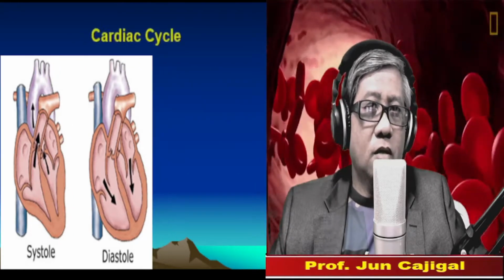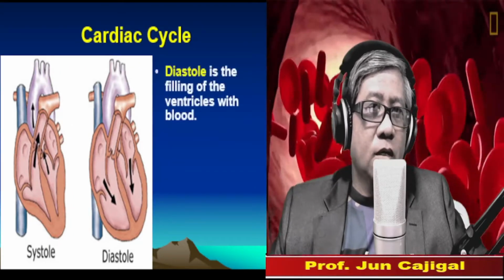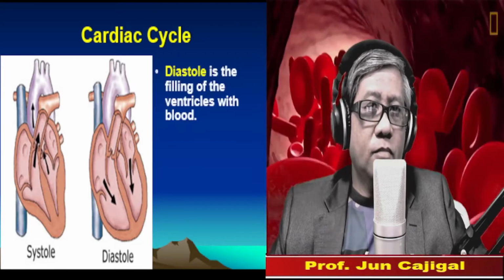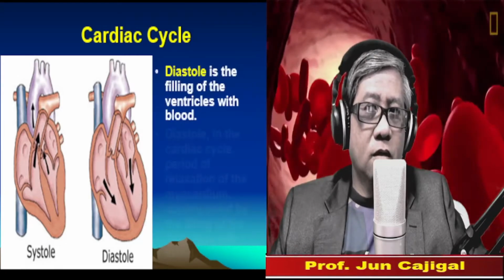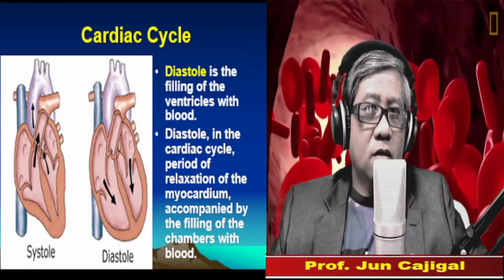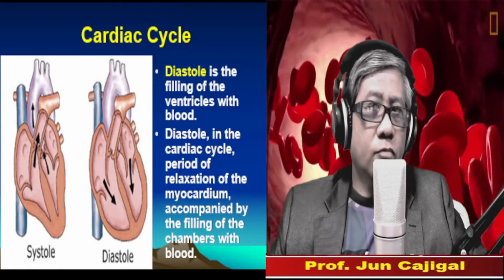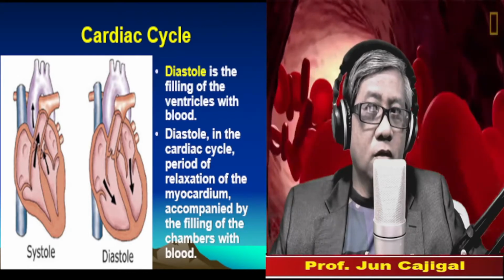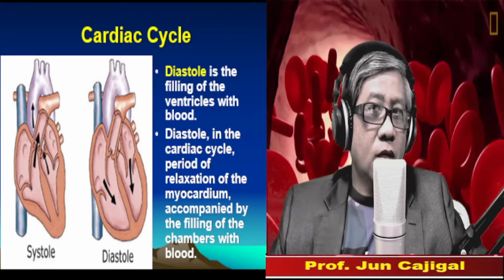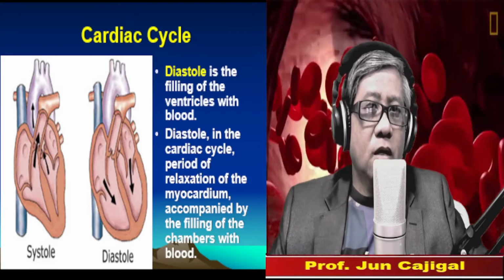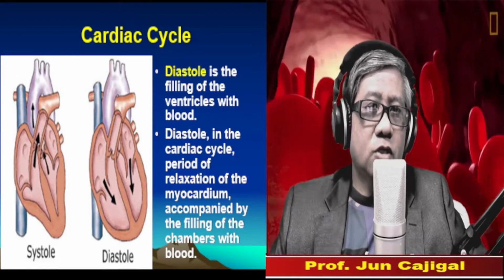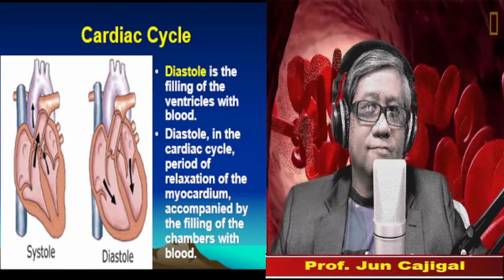While, on the other hand, when we speak of diastole, this refers to the filling of the ventricles with blood. Diastole in the cardiac cycle is the period of relaxation of the myocardium or the heart muscle. And this is accompanied by the filling of the chambers with blood.